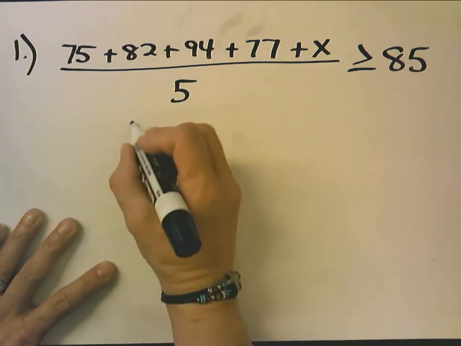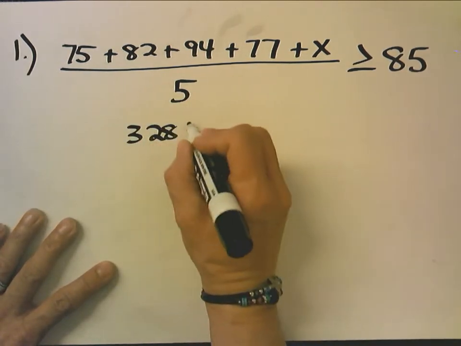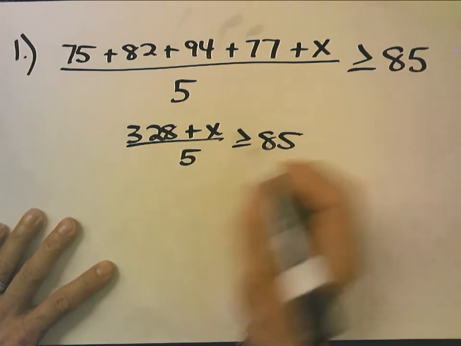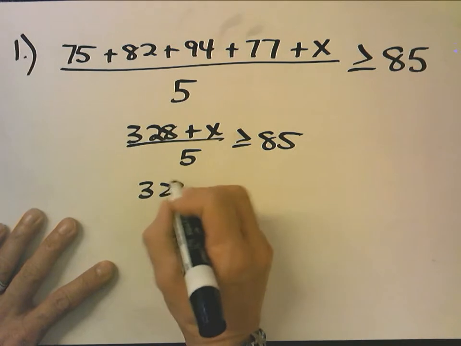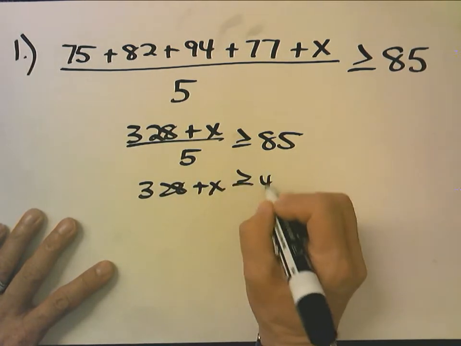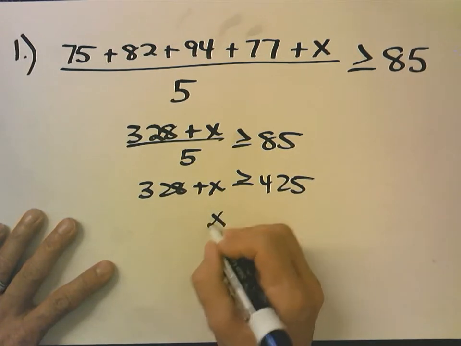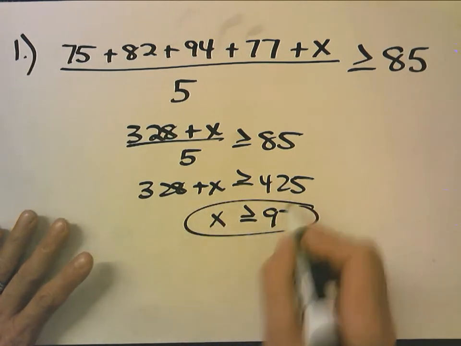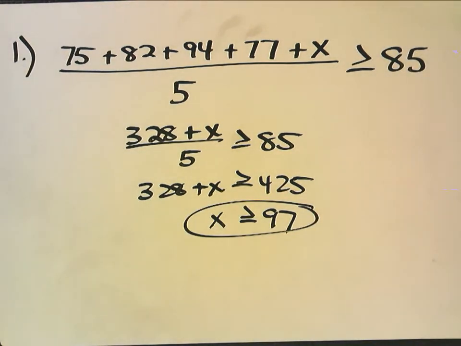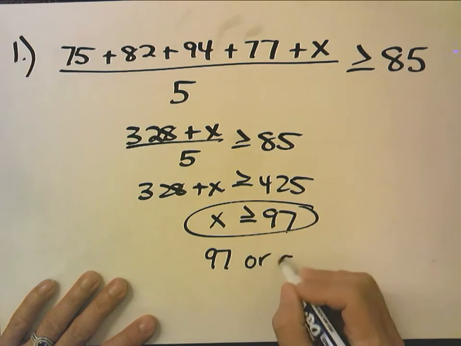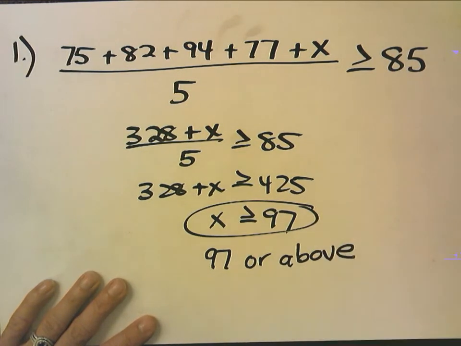So I add these all together. I get 328 plus x divided by 5 is greater than or equal to 85. I get 328 plus x, multiply both sides by 5, is greater than or equal to 425, and x is greater than or equal to 97. Now, that answer, x is greater than or equal to 97, will get you full credit. 97 or above would get you full credit.